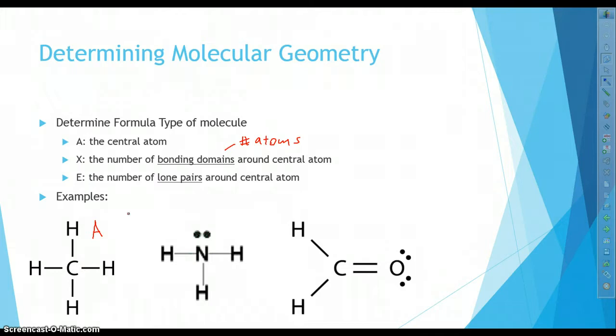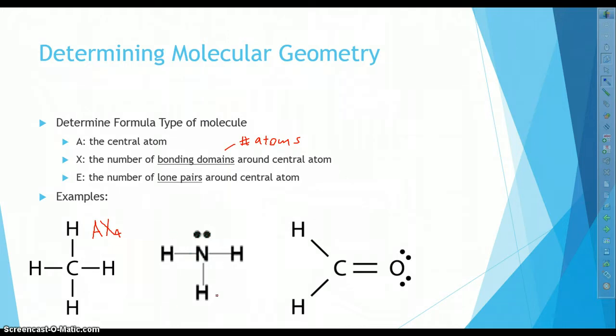Then X also has to count the number of atoms around the central atom. If you look at these, there are 4 bonding domains, 1, 2, 3, 4, or again, 4 atoms around the central atom. So we call this AX4. And E is the number of lone pairs around the central atom. But in this case, there are no lone pairs around the central atom, so we just leave it alone. We don't even write an E.